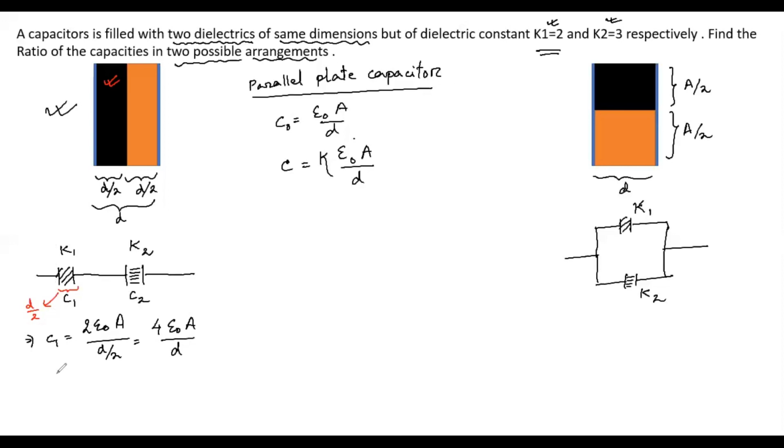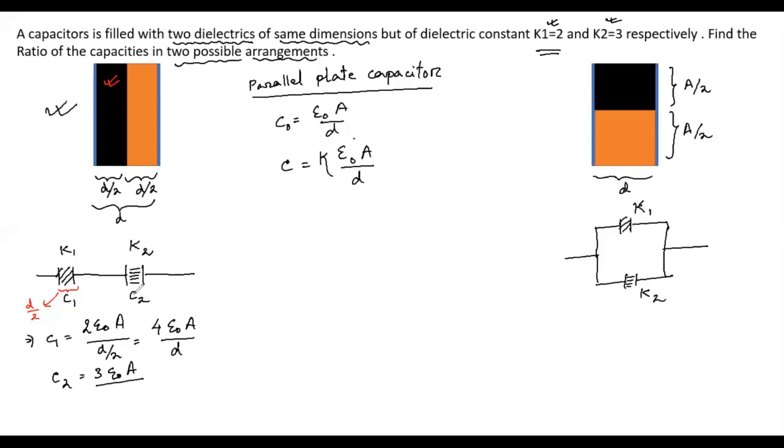And similarly, we are going to find the capacitance of this second capacitor with the dielectric constant 3. So it is going to be 3 epsilon naught. Remember, the area of this dielectric slab, again I am mentioning, is the same as the area of this metal plate.